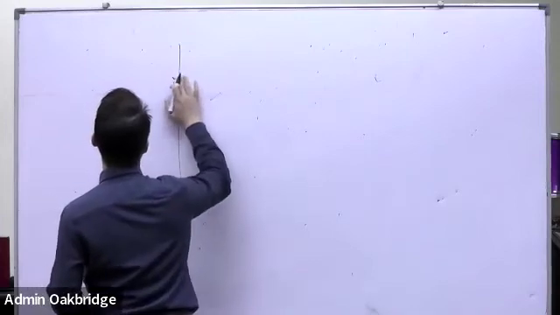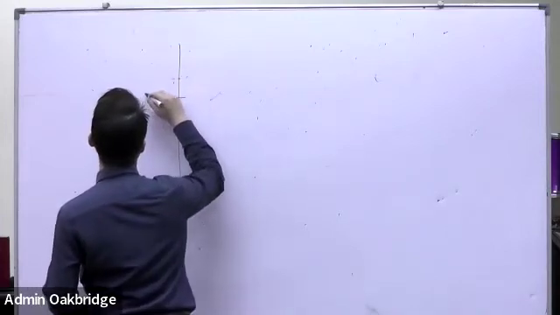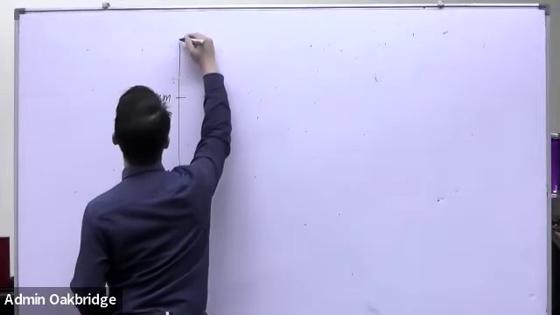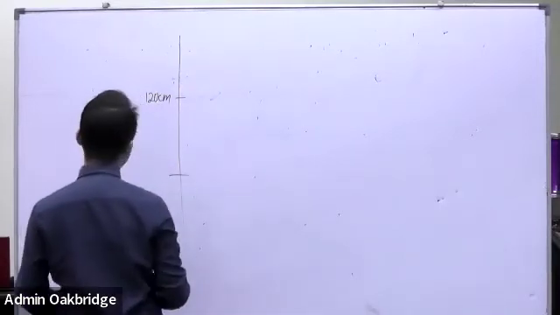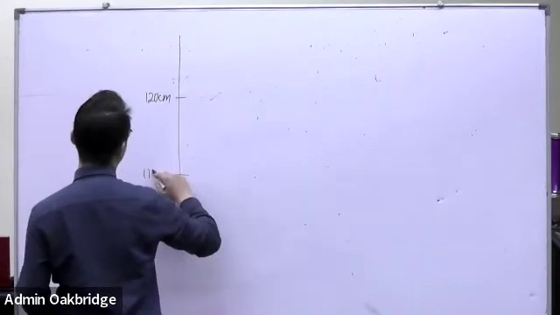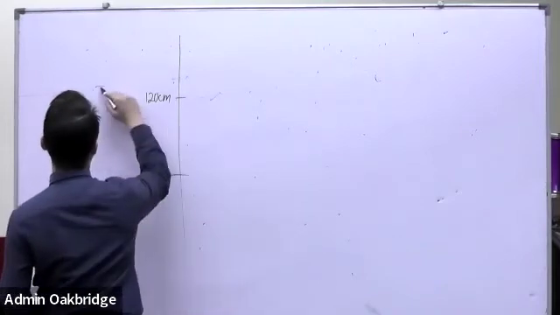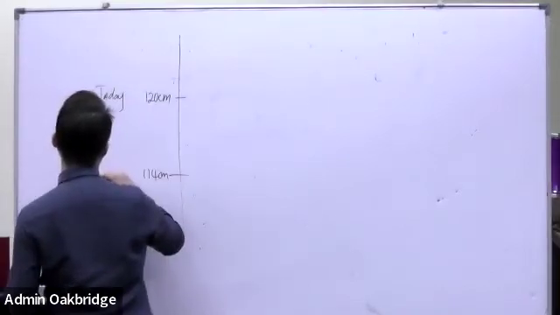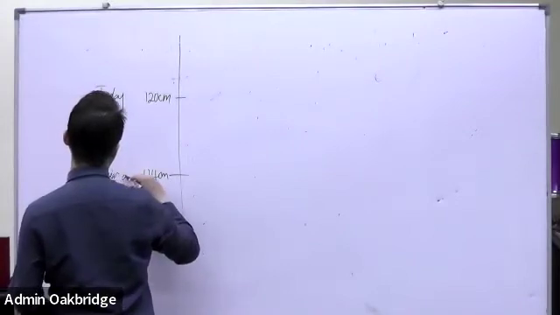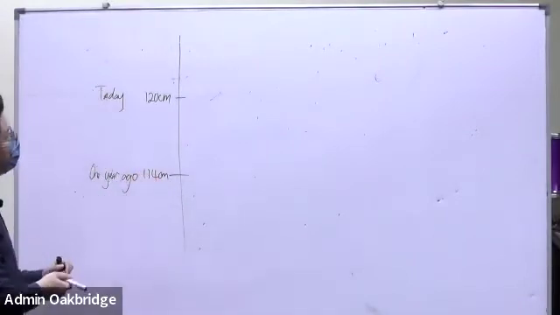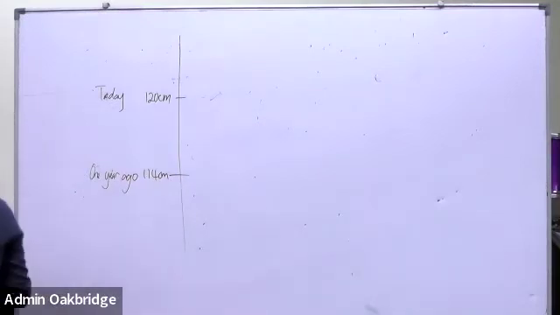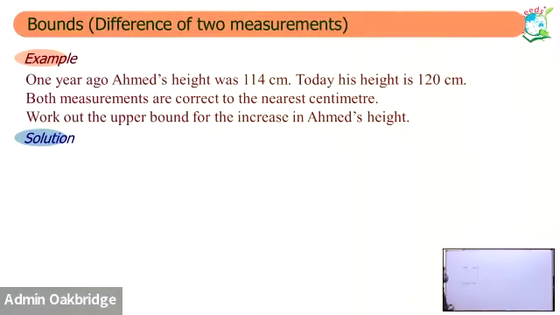So you have 120 cm for today's height, and 1 year ago is 114. All right, but these values here are not the accurate ones. They are corrected to the nearest centimeter. So what's the accuracy of the measurement here?